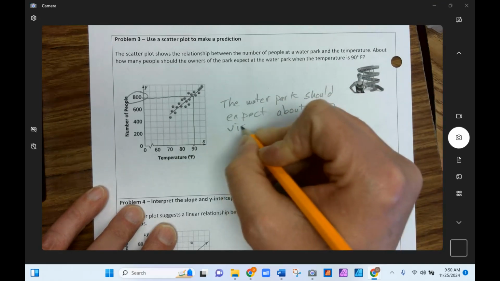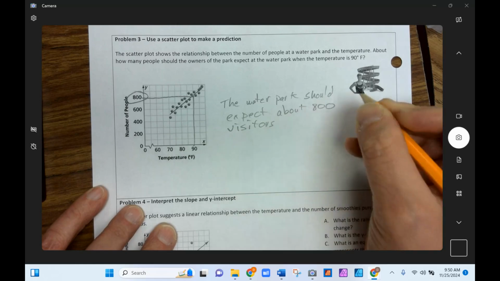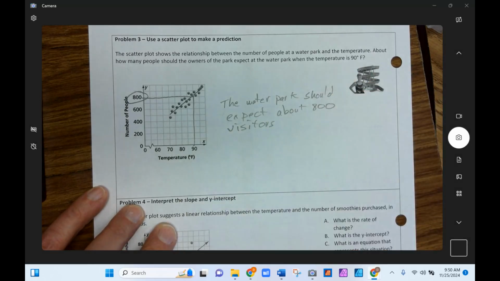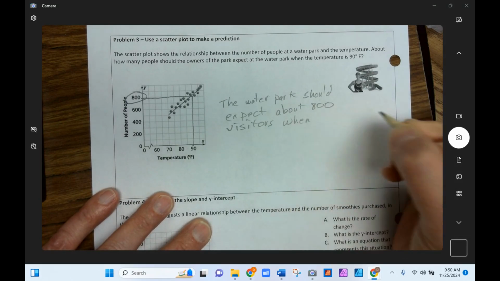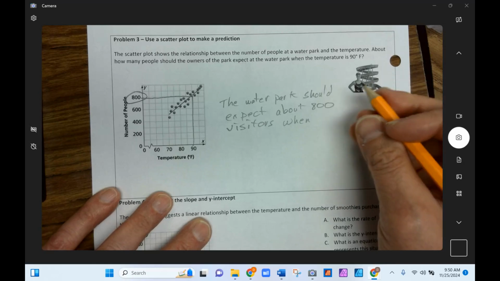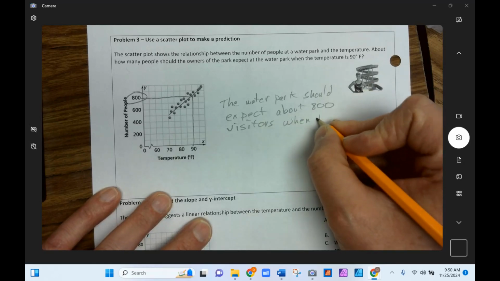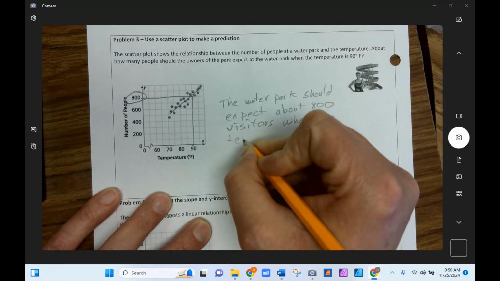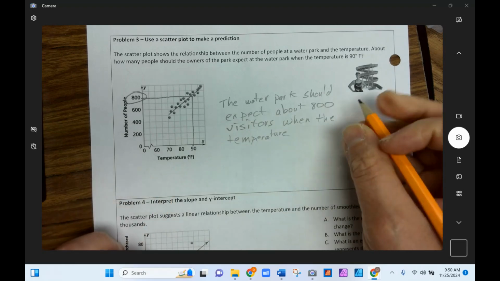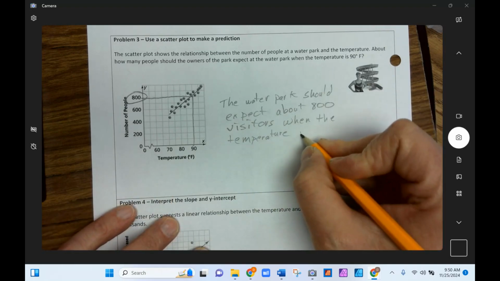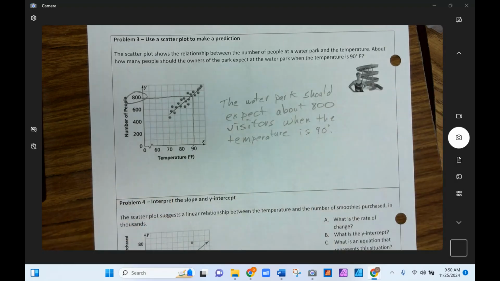And this is super useful data for the water park because then they know how many lifeguards to schedule for that day. They know how much funnel cake batter to order, I guess. Anyway, it helps them make decisions about their business so that they can make sure they are staffed correctly and they have enough supplies.